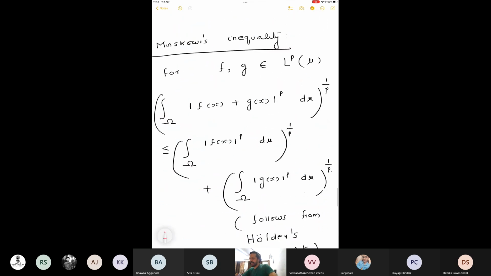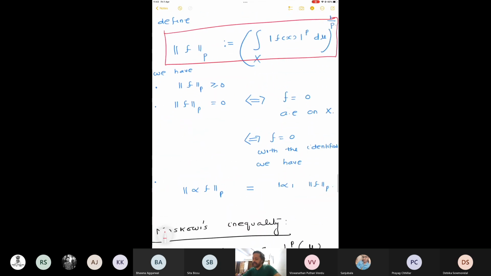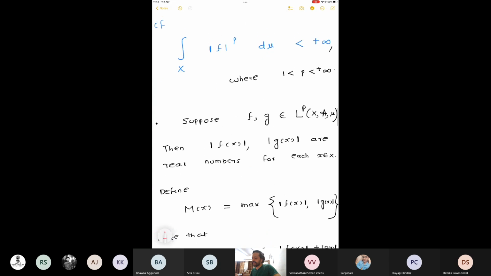Why? Because if you want to talk about a norm, norm of f in p equal to 0 should imply f is equal to 0. But you will not get f equal to 0. You will only get f is equal to 0 almost everywhere. So functions are determined only up to almost everywhere. Do you understand? That is why, strictly speaking, each element is not a function. Each element is an equivalence class.